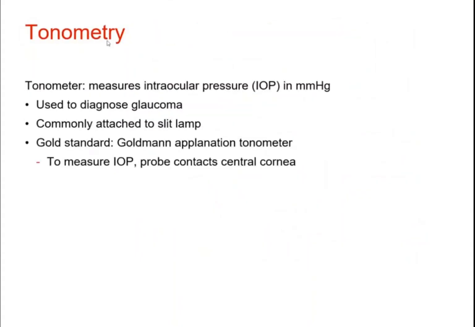So there's another instrument that's used to measure eye pressure, and that's tonometry. A tonometer is used to measure the intraocular pressure in millimeters of mercury, and this is used to diagnose glaucoma. So extremely high pressure is an indication of glaucoma that could happen.